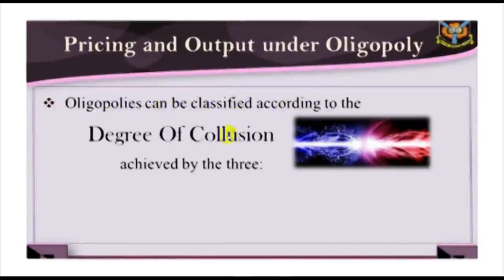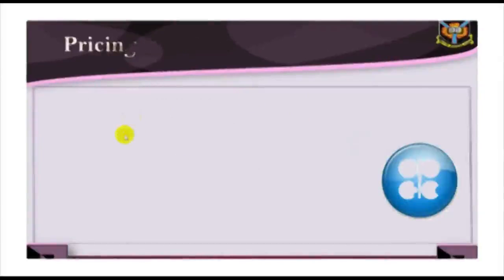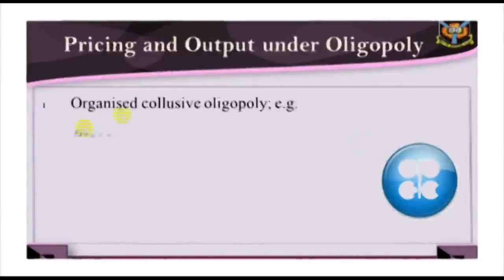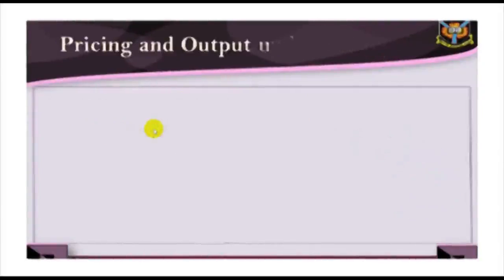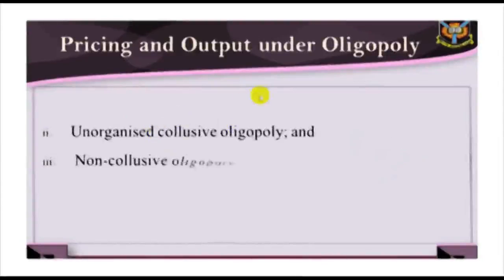Oligopolies can be classified according to the degree of collusion achieved by the firms. One, organized collusive oligopoly. Two, unorganized collusive oligopoly. And three, non-collusive oligopoly. The first one refers to a cartel arrangement whereby a central organization is set up which determines the output and the pricing arrangement among the members of the cartel. A good example of this is the Organization of Petroleum Exporting Countries, OPEC.